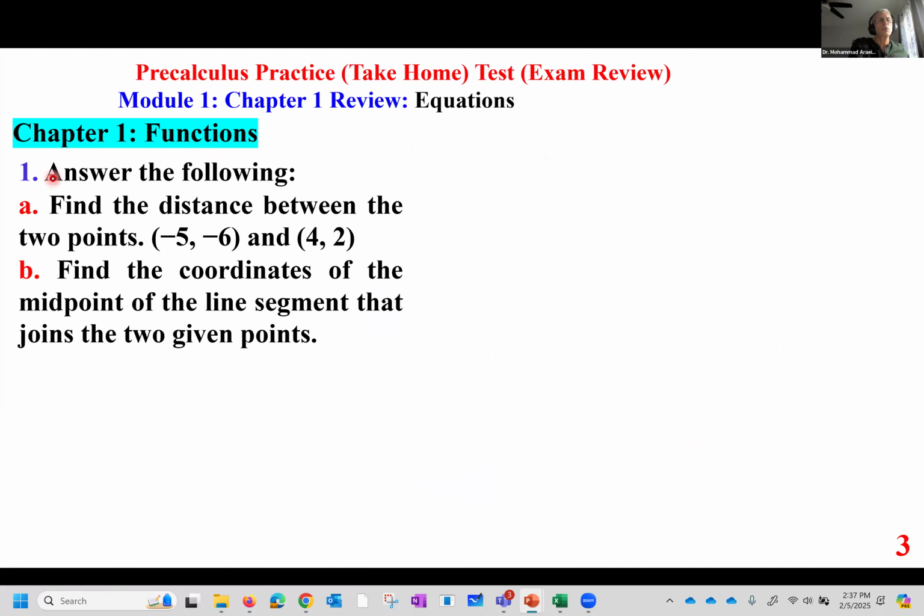Chapter 1, functions. Number 1, answer the following. Find the distance between the 2 points. The coordinates are -5 and -6, and 4 and 2. Find the coordinates of the midpoint of the line segment that joins the 2 given points. So what is a distance formula?